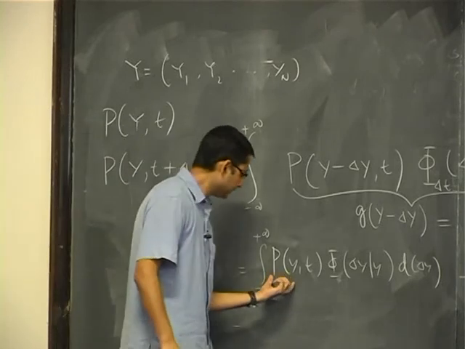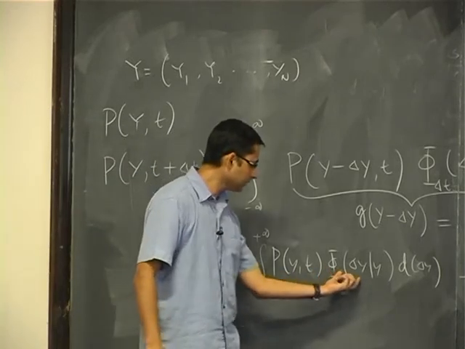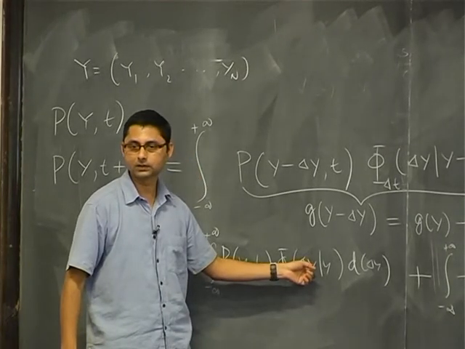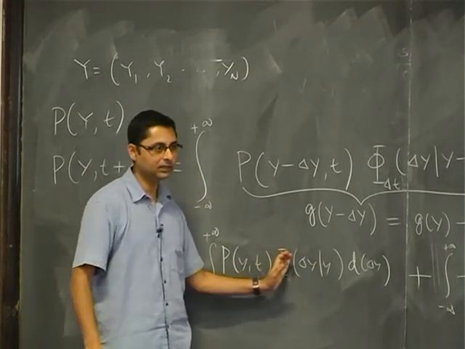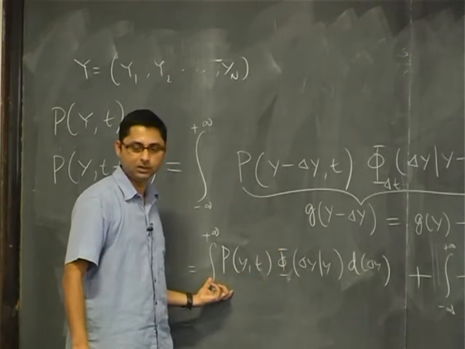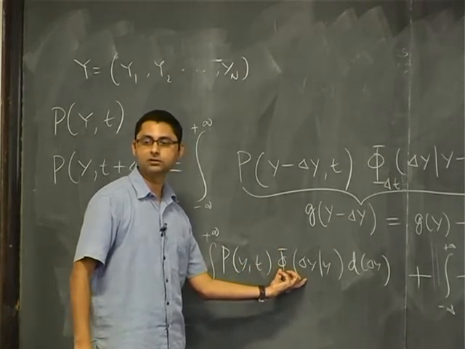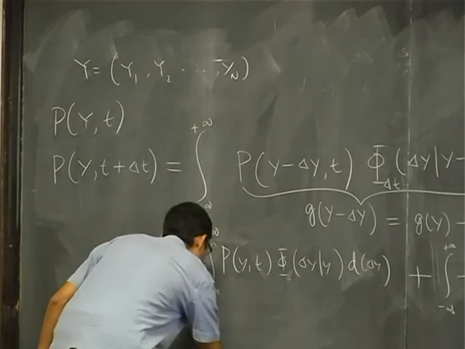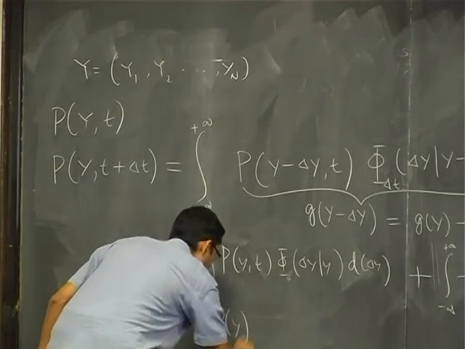So now see, this integral is with respect to this variable delta y, right? So I can take this integral sign outside, this p of y will come out, and the integral over this phi is just 1, right? It's just a normalization of phi. So therefore this first term just gives me p of y, t.